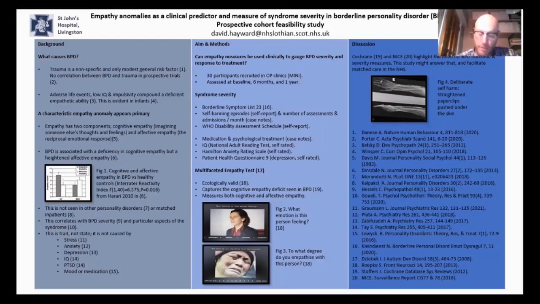As per column 3, Cochrane and Nice have highlighted the need for outcome and syndrome severity measures in borderline personality disorder, and I hope this study might provide an answer. Empathy testing could facilitate matched care in the NHS as well.